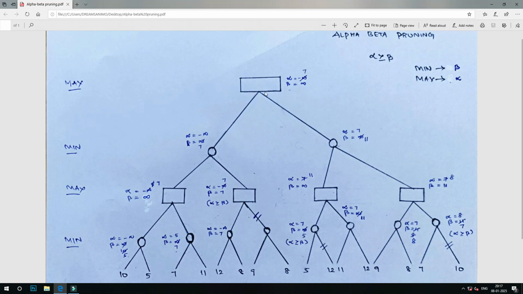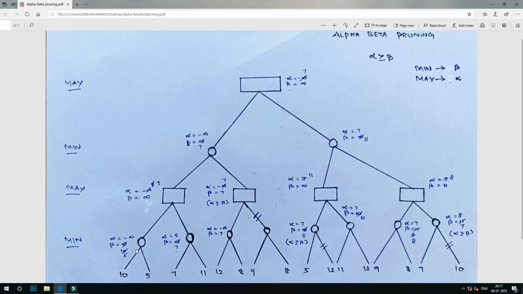At the first level, initially we put alpha value equal to minus infinity and beta value equal to infinity. Those values are traversed towards the left to the bottom of the tree. So alpha equal to minus infinity and beta equal to infinity. Here we have to consider the minimum value, that is the beta value. So with the given value, whether 10 is small or infinity is small, 10 is small. So we put 10 over here.